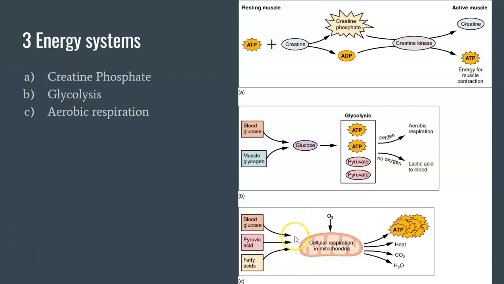It's called aerobic. The word aerobic means that you need oxygen. So the first two energy systems don't require oxygen, but the third one does. So that word aerobic means that you're using oxygen. All right, so let's break down these three energy systems.